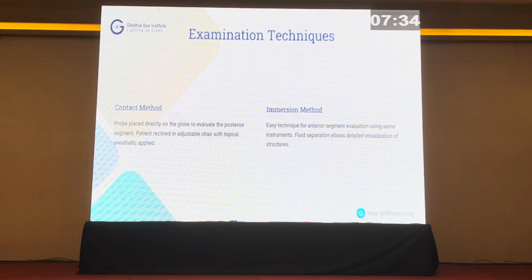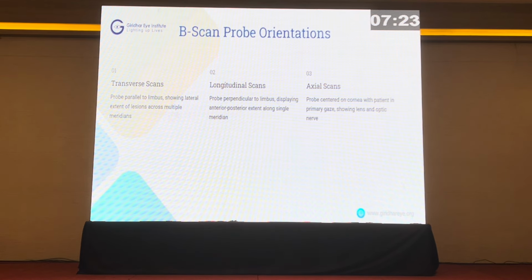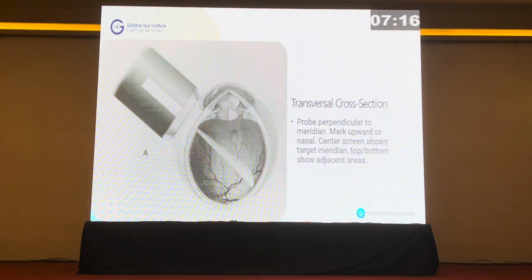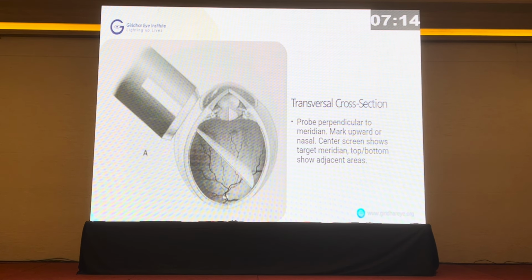The examination techniques include the contact method, in which the probe is placed directly over the globe, and the immersion technique, in which we have a water bath, or something known as the Prager shell. These are the 3 probe orientations which are historically defined: the transverse, the longitudinal and the axial scans. This is the transverse cross section, very simple to identify. When you have the probe in your hand, there is a marker on the edge of the probe, which if it lies parallel to the limbus is the transverse scan.